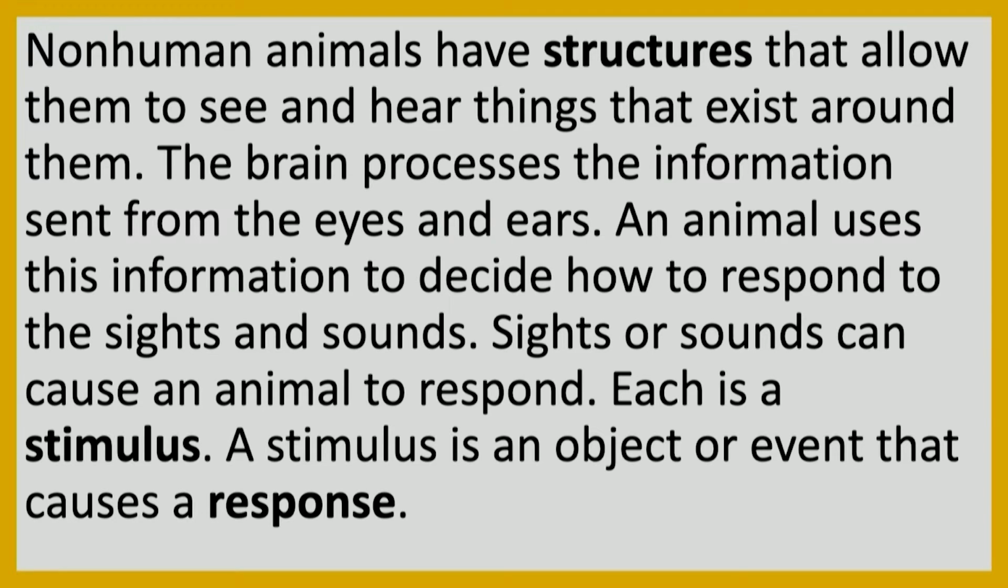Non-human animals have structures that allow them to see and hear things that exist around them. The brain processes the information sent from the eyes and ears. An animal uses this information to decide how to respond to the sights and sounds. Sights or sounds can cause an animal to respond. Each is a stimulus. There we see our vocabulary word. A stimulus is an object or event that causes a response.